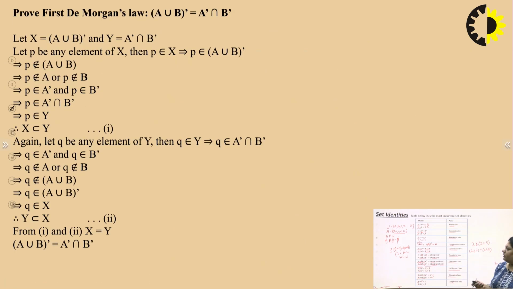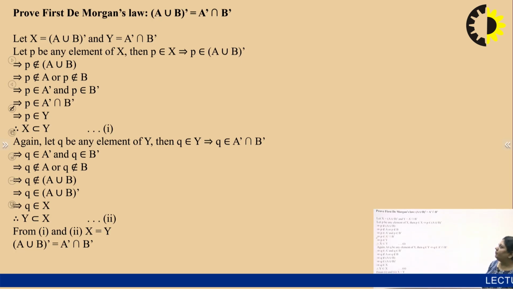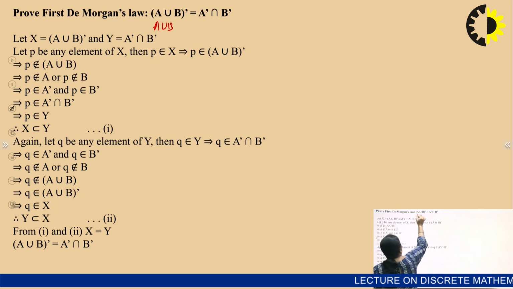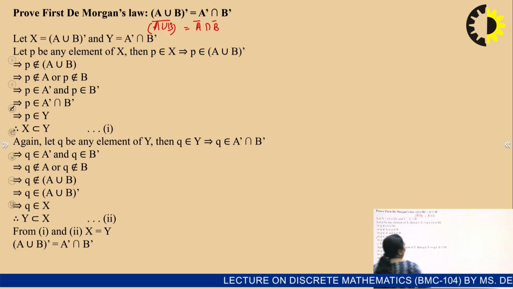Let's have a look at some questions. First question is prove first De Morgan's law. We have to prove. What is the proof? What is the first De Morgan's law? A union B's complement is A's complement intersection B's complement. It can be written as (A union B) whole complement is equal to A complement intersection B complement.